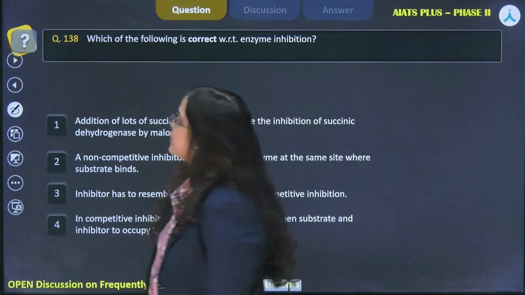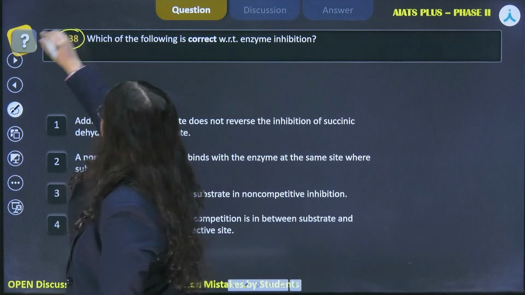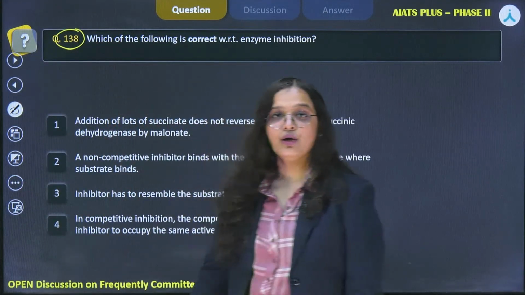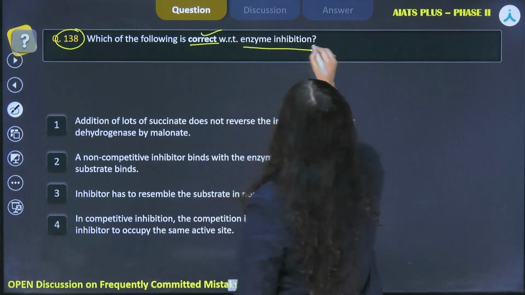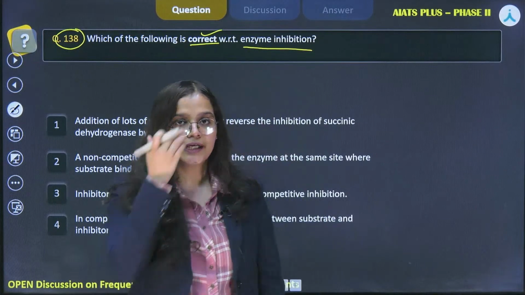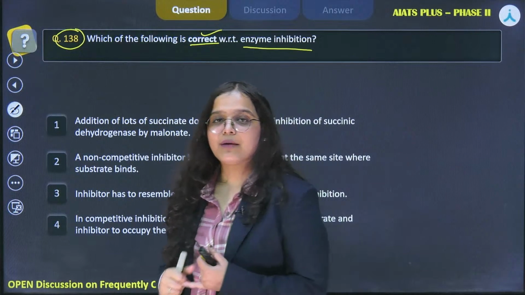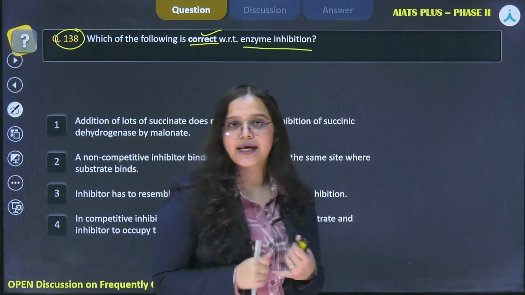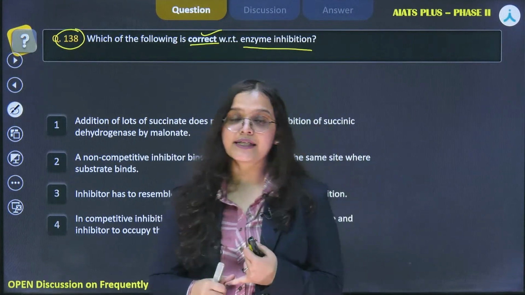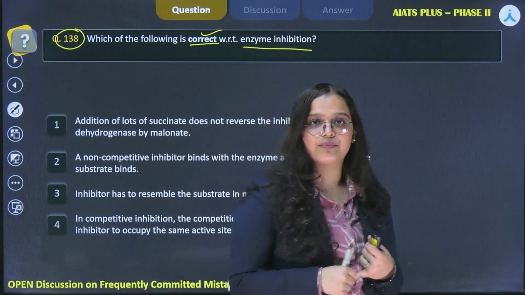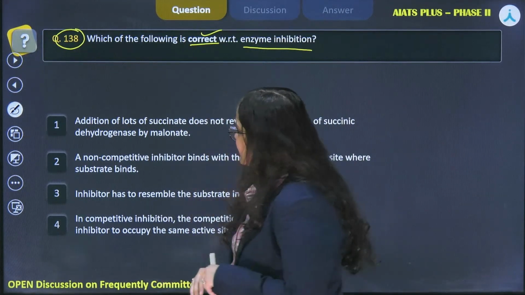So the next question that I see is question 138, and it states, which of the following is correct with respect to enzyme inhibition? Alright, so basically this question pertains to the chapter of biomolecules, and I have repeatedly mentioned in my various sessions that biomolecules is one such chapter from which most of the questions are asked in the NEET exam. So let us try to solve this question.